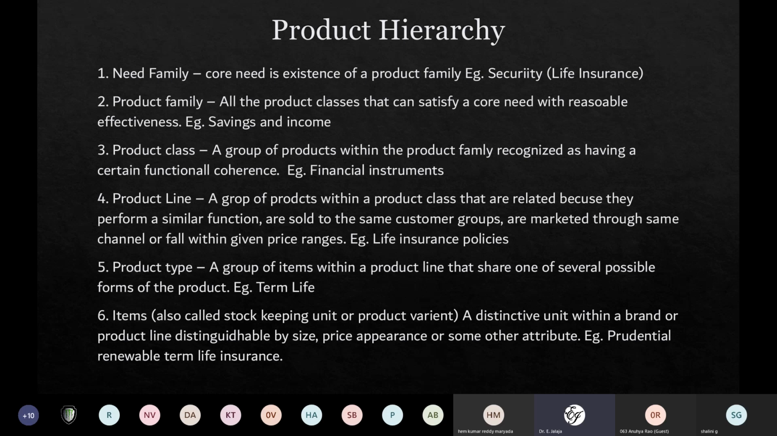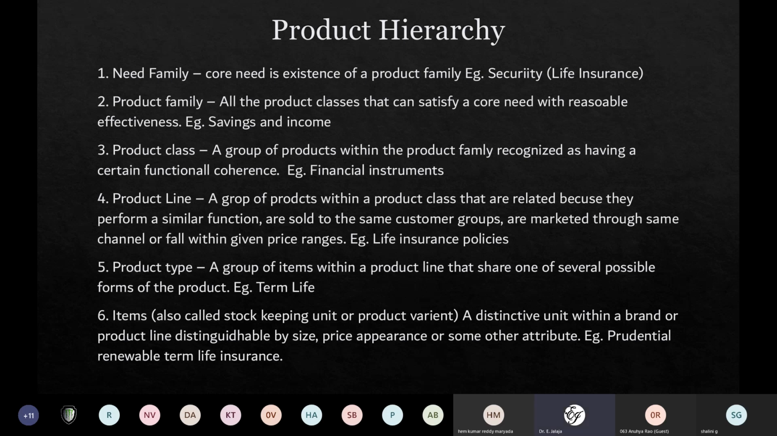Then what is a product class? Within family, you have class. What is that class? A group of products within the product family, which is recognized as having a certain functional coherence. It is having certain functionality to fulfill. It is maybe fulfilling certain need. That is what is a product class.